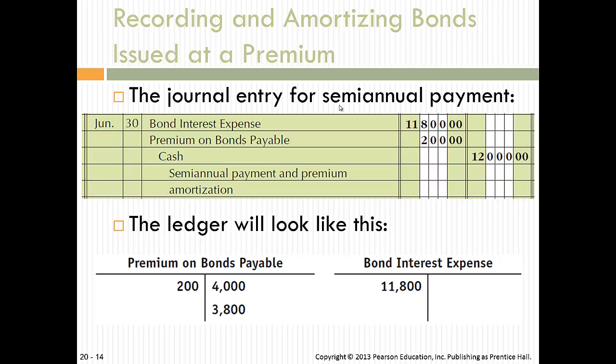The amount of interest paid to the bondholders doesn't change. It's always what's printed on the bond certificates, which in this case was 12%, and 12% of $200,000 is $12,000. We record interest expense as a debit, but in this case, we subtract the amount of premium amortized.